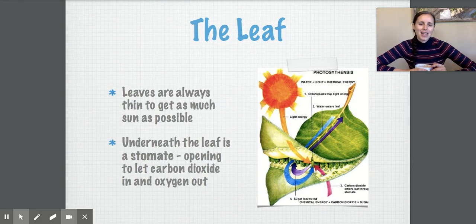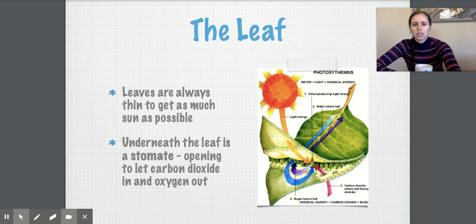Leaves are always thin. This is to get as much sun as possible. So the thinner the leaf, the higher the surface area is. The higher the surface area, the more part of it is being hit by the sun. So if leaves were like little balls, the center of the leaf would never see any sun. So leaves are always flat to try to get as much sun as possible.